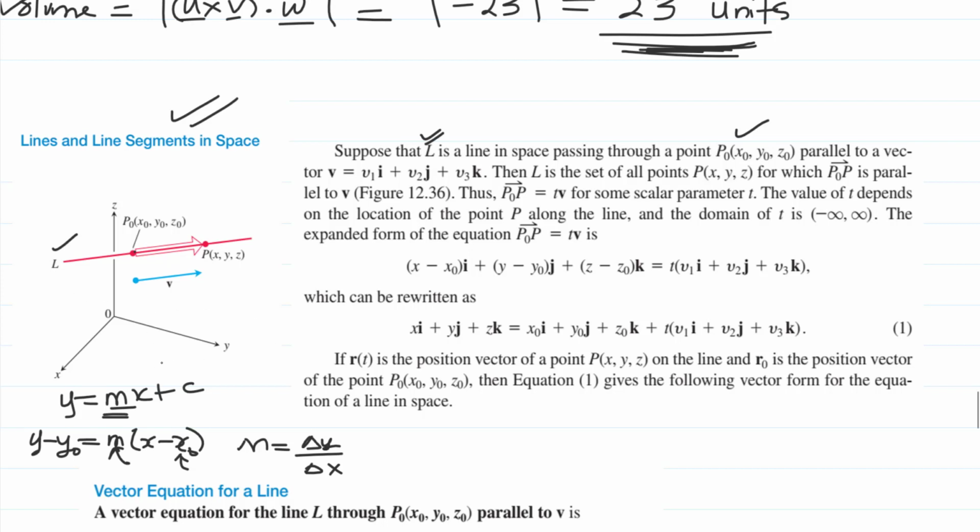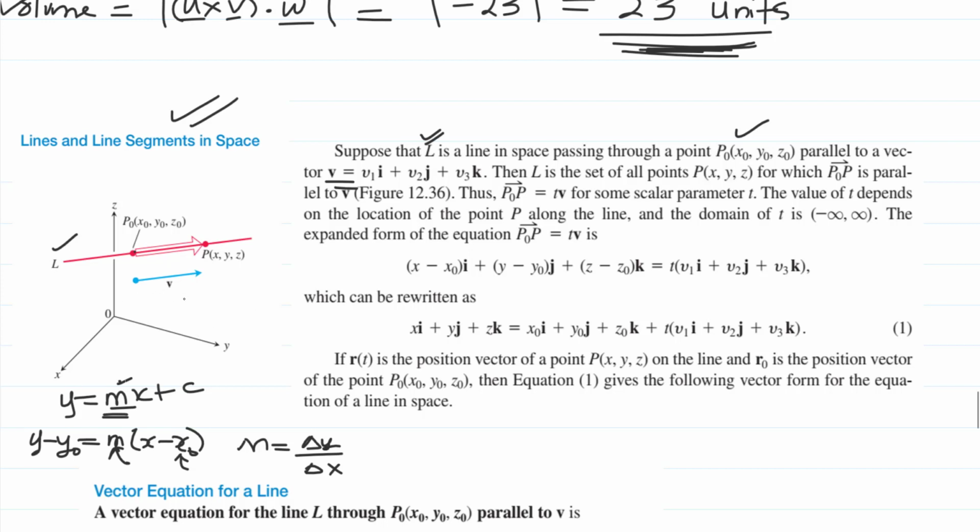So the easiest way is to introduce the concept of vectors. If the line is parallel to some vector, so if we're able to construct a vector that's parallel to that particular line, then we can describe the line, because the vector has everything to do with the slope. Let's call this vector v. Normally it's called a directional vector because it gives direction to the line. So the line is a set of all points x, y, z on the line, such that the vector P naught P is parallel to the vector v.